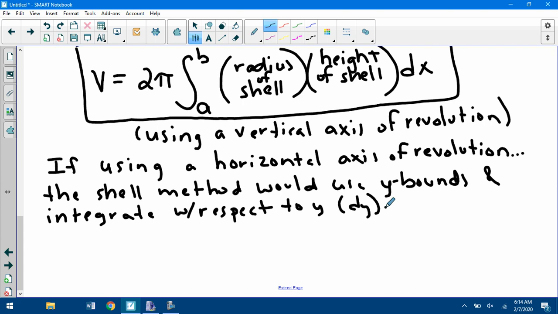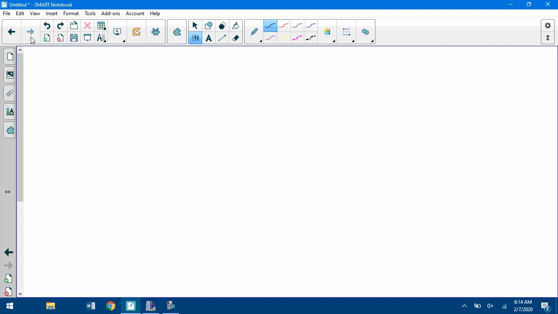And similarly, if you want your equation in terms of y, draw your rectangle going left to right, horizontally. And then if it's perpendicular to the axis we're going around, we'll use disk or washer. And if it's parallel, we'll use shell. But we'll never have to change the equation again. Okay, so let's do a couple examples, and then we'll be done.